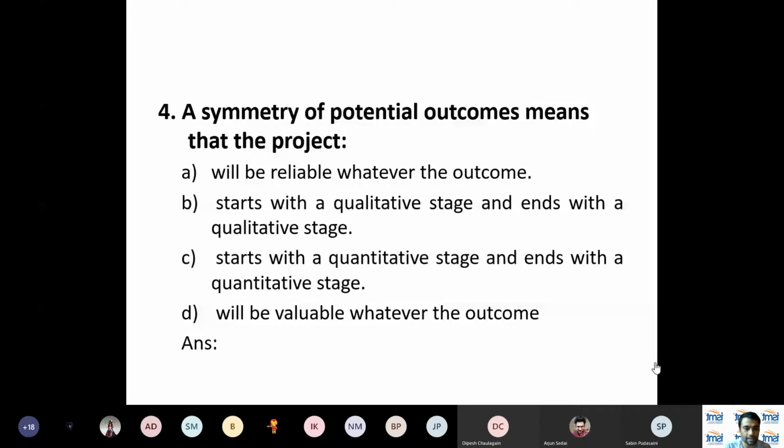Can you answer this question? D. Okay. Other? D, sir. You have known it, or you have searched on the internet? Okay, it's D. The symmetry of potential outcome means that your research should be valuable whatever the outcome. Whatever outcome you produce in a research, the research should be valuable.